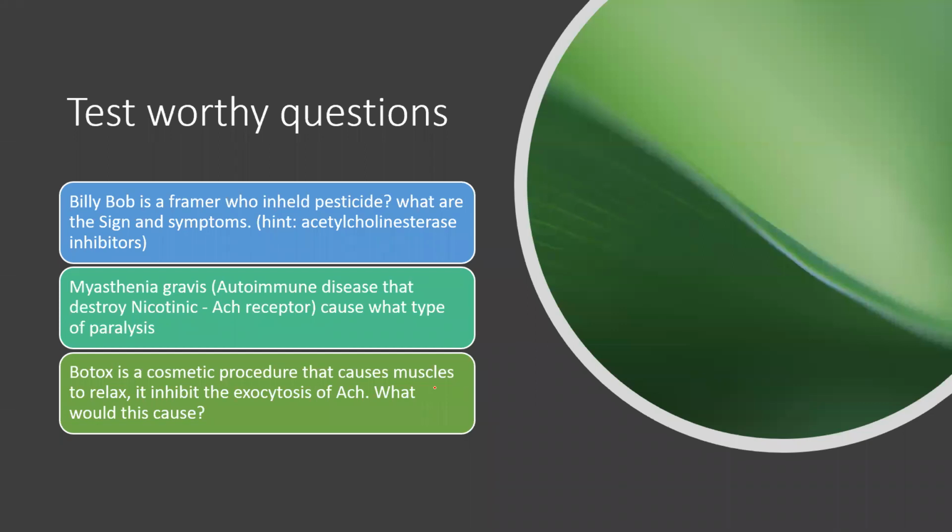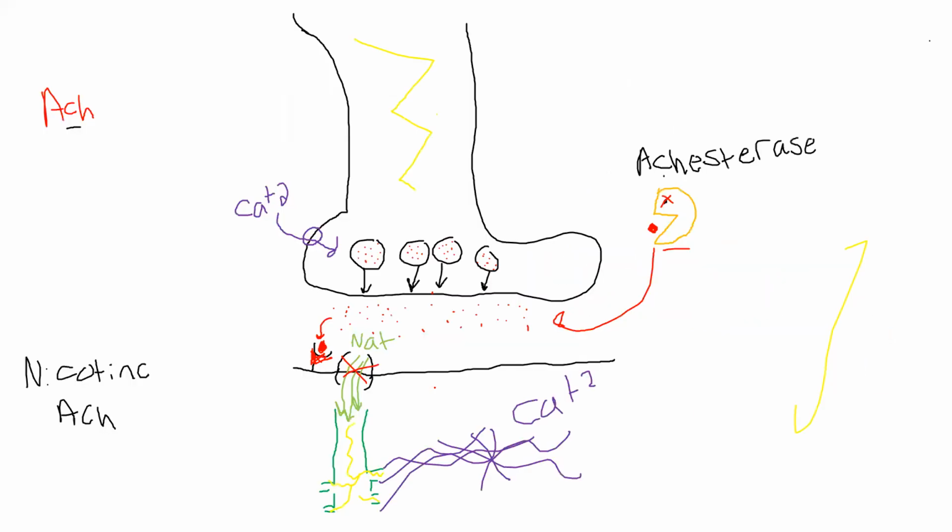So Botox is a cosmetic procedure that causes muscles to relax. It inhibits the exocytosis of acetylcholine. Well, exocytosis is this part. So if this part stops, can muscle contraction even occur? No. That's why Botox stops people from showing wrinkles, because their face can't contract. Why bad Botox makes people look kind of weird, like they can't express. There we go.